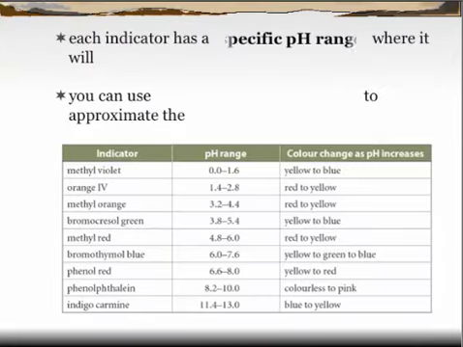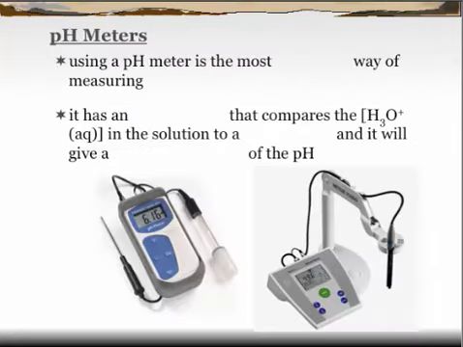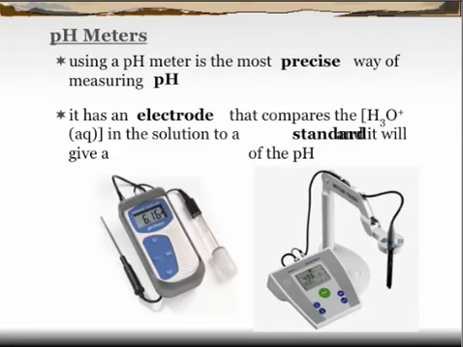Each indicator has a specific pH range where it will change color. And you can use two or more indicators to approximate the pH of a solution. Okay? pH meters, though. Using a pH meter is the most precise way to measure our pH. It has inside of it an electrode that compares the hydronium concentration of an aqueous solution to a standard, and it will give a digital readout.